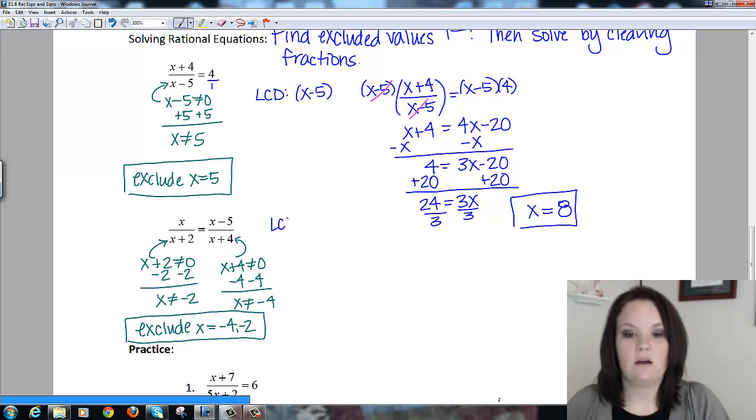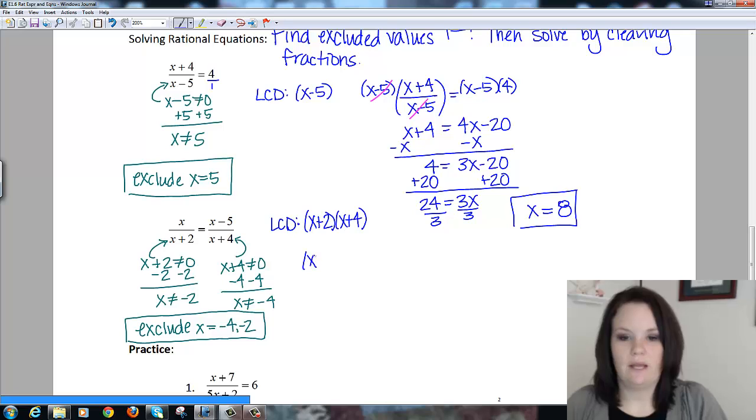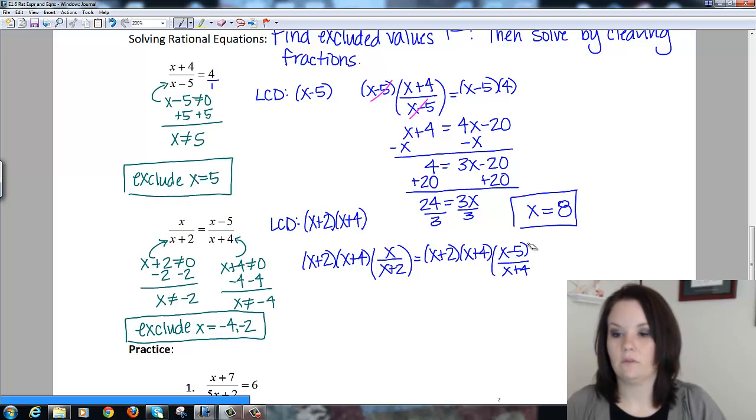So I look for my least common denominator, which in this case would be x plus 2 and x plus 4. So I'm going to multiply both sides by those denominators. I'm going to do x plus 2 times x plus 4 times the left side, which is x over x plus 2, and then x plus 2 over x plus 4 times the right-hand side, which is x minus 5 over x plus 4. Okay. If you learned cross-multiply, this is the same thing.